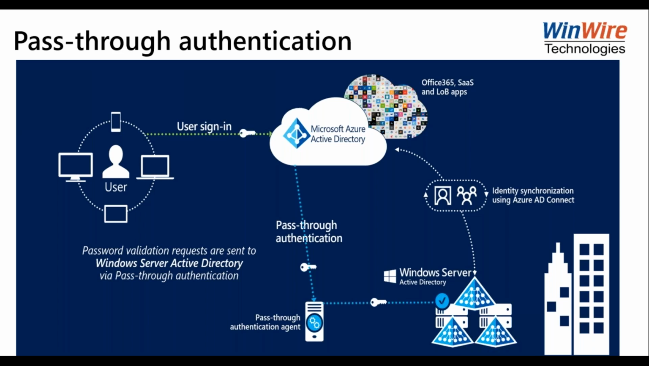So in this case, even though the synchronization happens, the way it is done is the authentication is always done at the on-premise Active Directory. So whenever the user logs in, the whole authentication process goes through an agent, which is on premises, and then it exchanges the tokens and sends it back to the user.